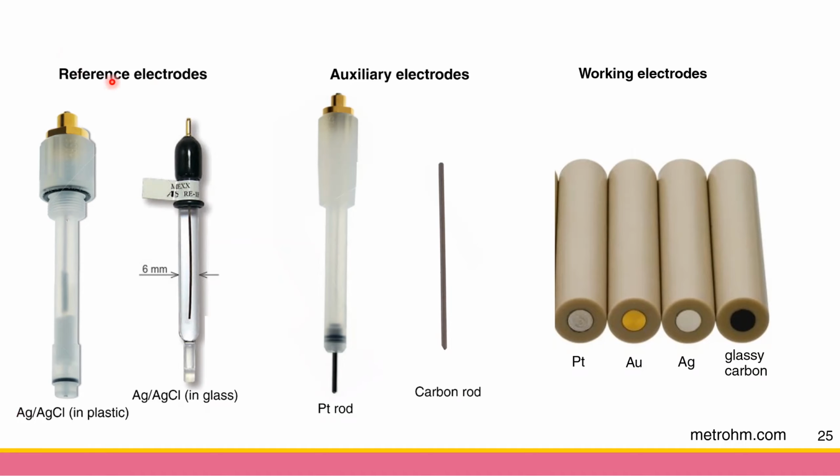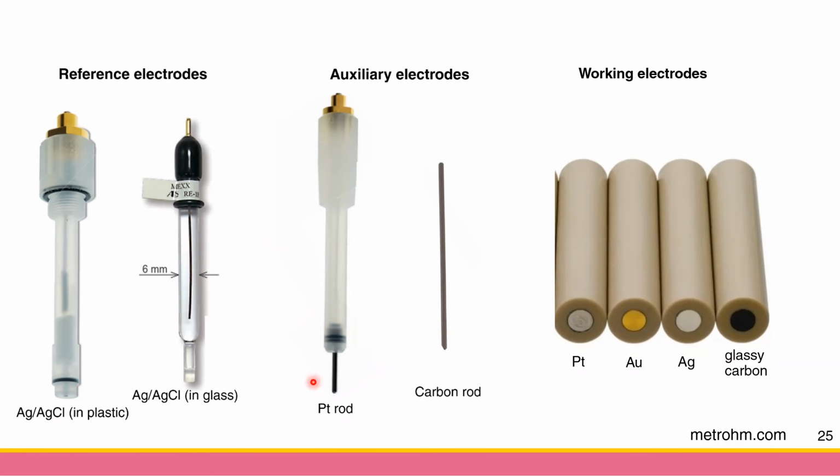The actual reference electrode for dynamic electrochemistry is something like this. This is silver chloride, for example. So this is the silver wire, and this should be white, but I don't know what happened here. So this is silver coated with silver chloride, and this can be in glass or in some plastic, depending on your preference. So this is your reference electrode.